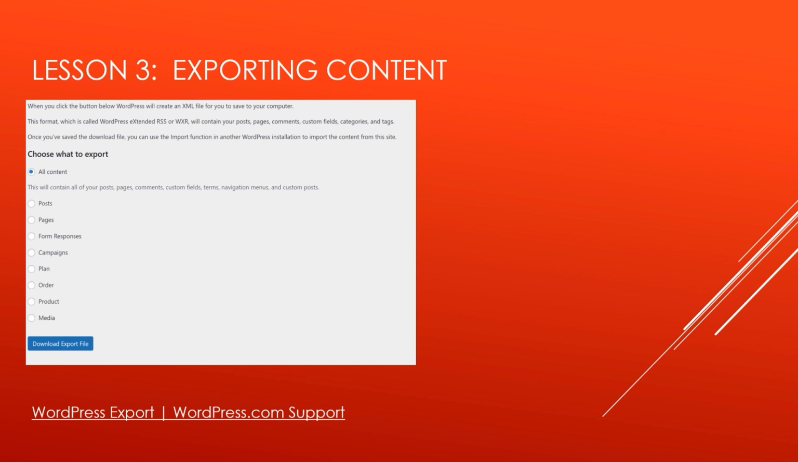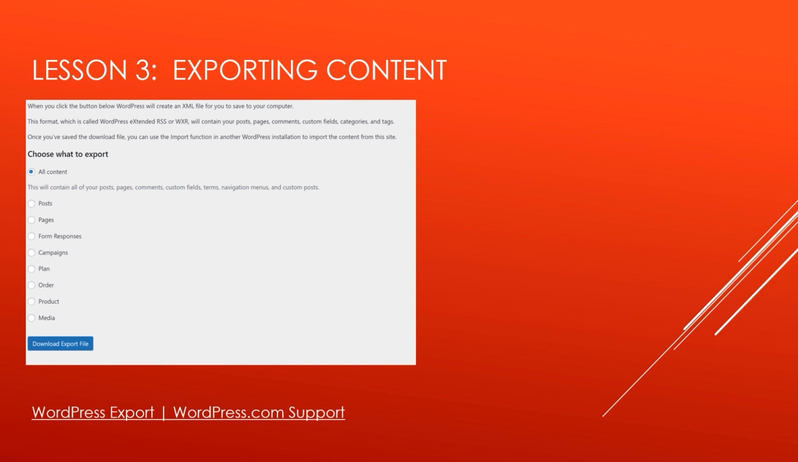So you can choose to export everything, or as you'll see when we get in there, you can export one item at a time. Those are option buttons, not check marks. So it's either all content or you just want to export posts. And when you select an individual item, it gives you the ability to filter it so you're not exporting everything. And you'll see that shortly.